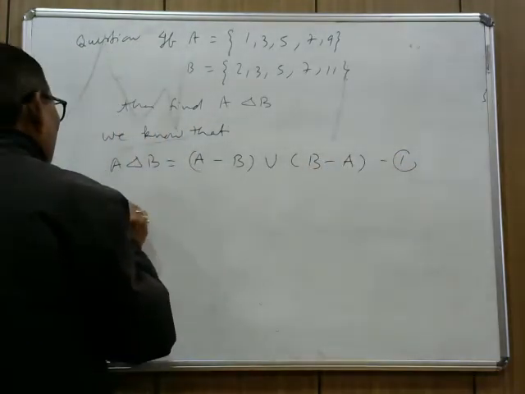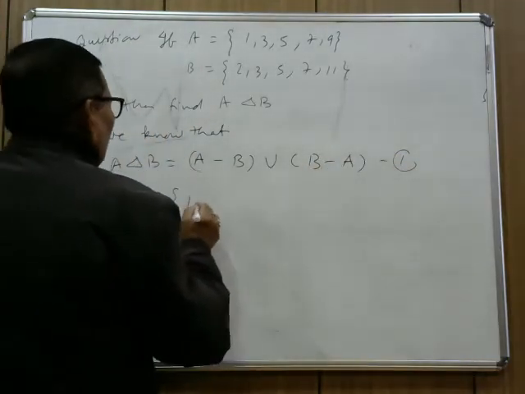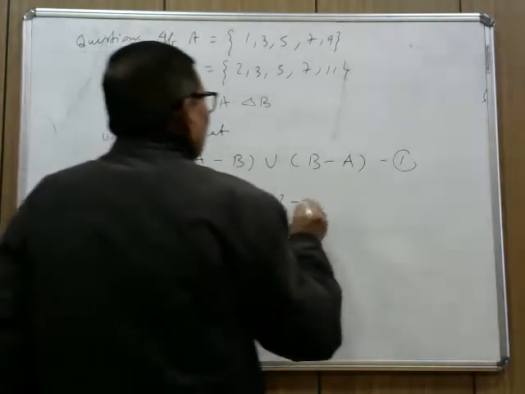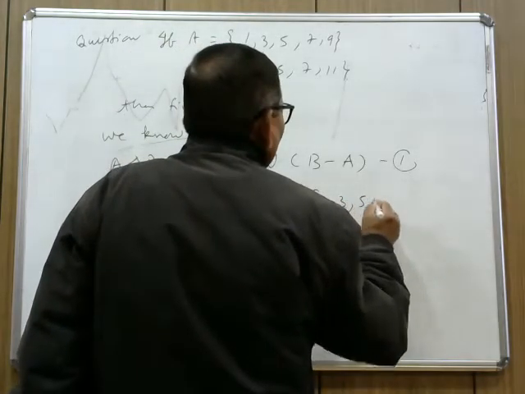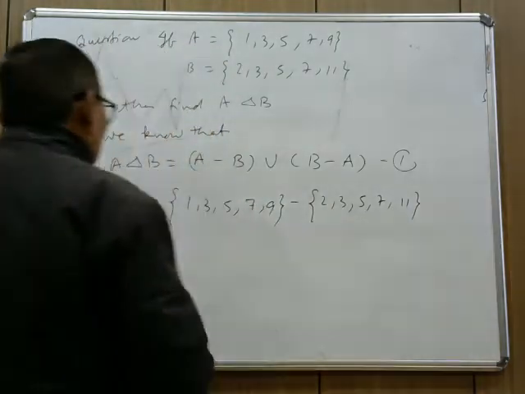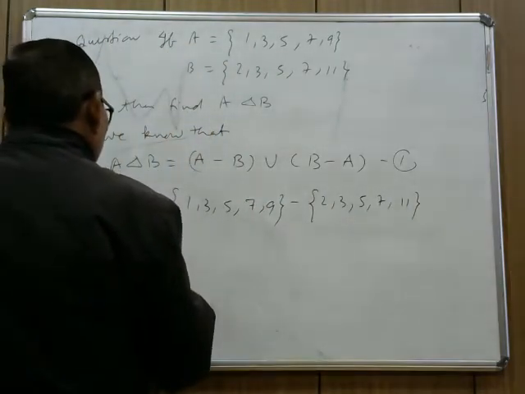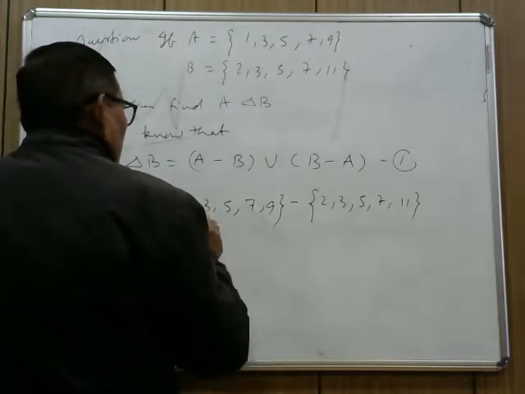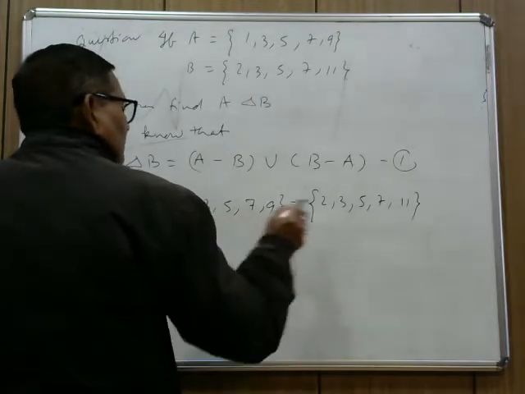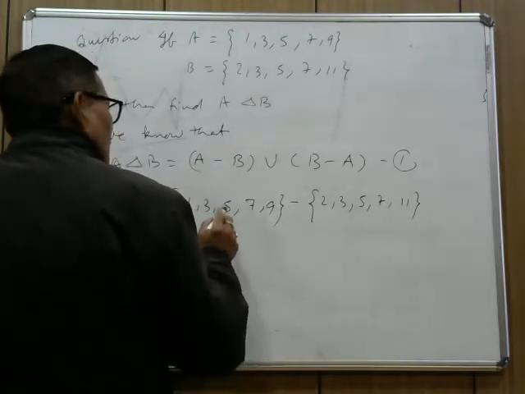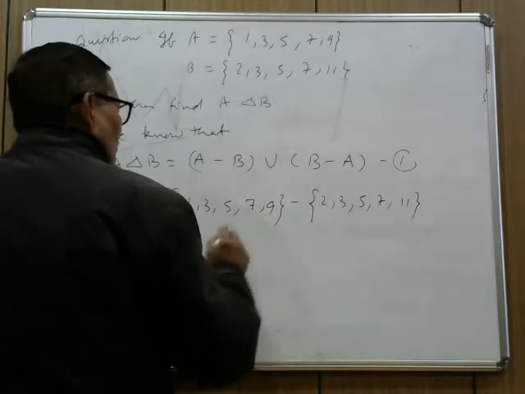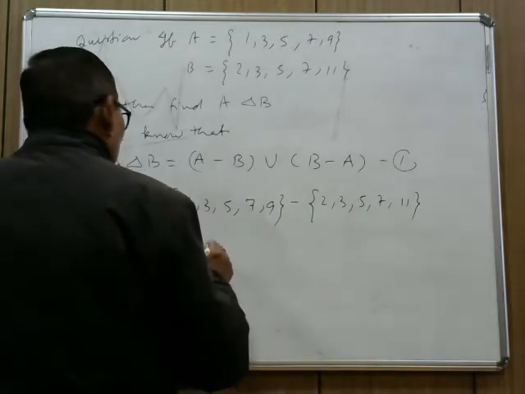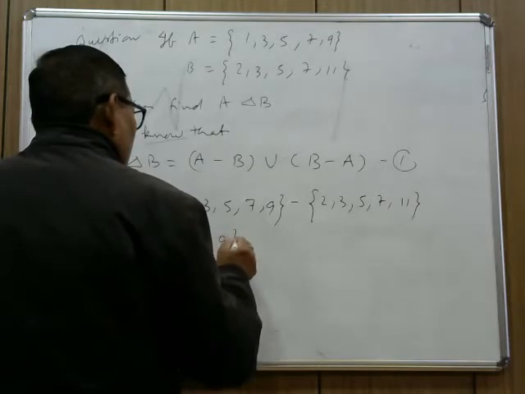So first find A minus B. Your A is {1, 3, 5, 7, 9} minus B, which is {2, 3, 5, 7, 11}. So A minus B consists of: element 1, 2 is not here, 3 is here but 3 is also in B, 5 at both, 7 at both, 9 belongs to A but 9 does not belong to B. So A minus B is {1, 9}.